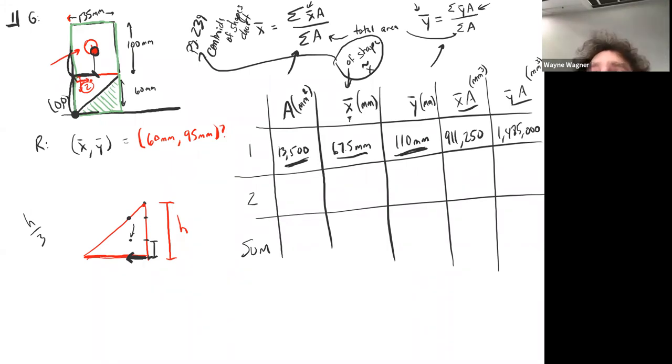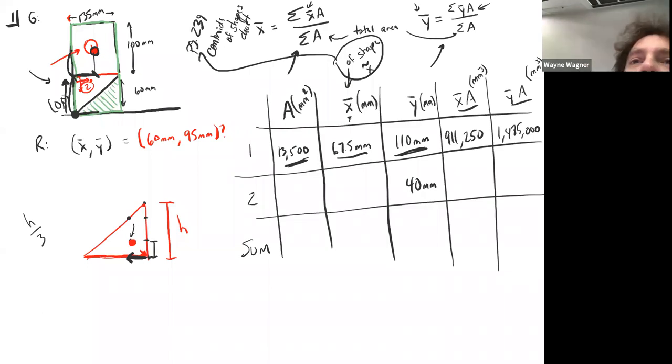Most of the area is down towards this corner. Of course, I'm looking at this triangle, so in this case, it's 2/3 the way up this way in the y direction. So that's going to be 60 times 2/3, that's 40 for the y bar.